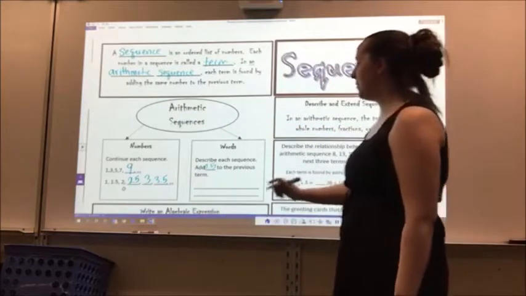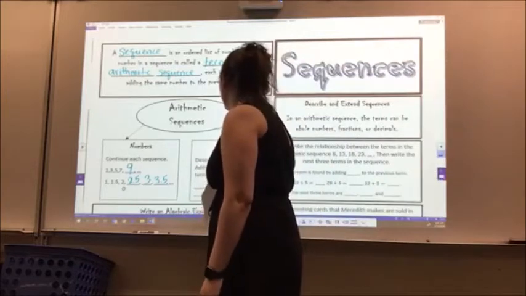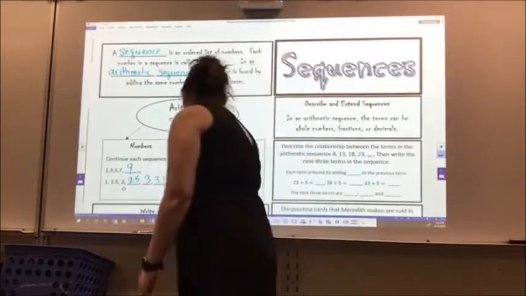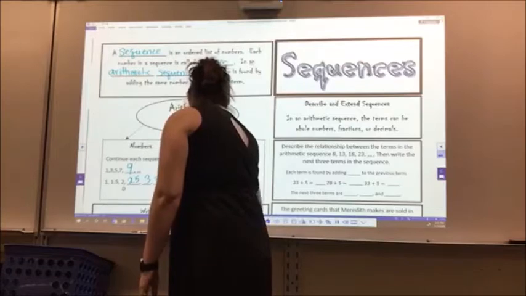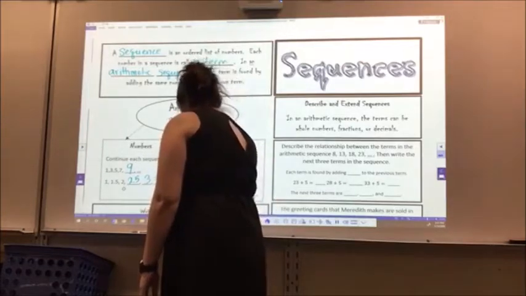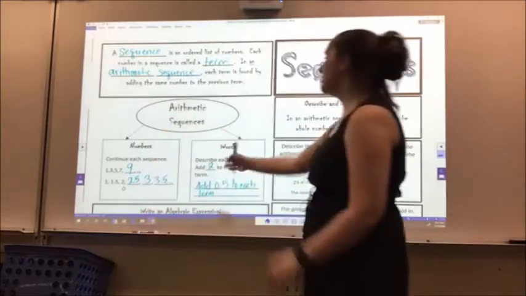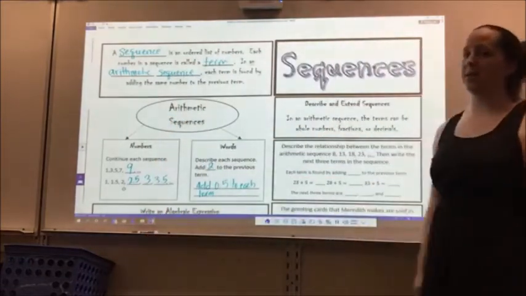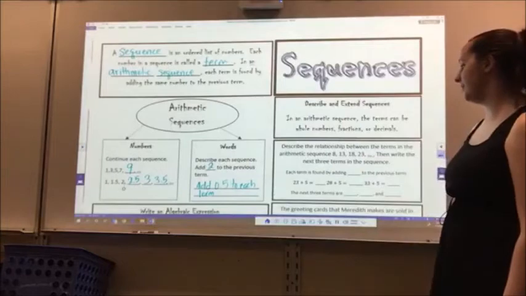Okay, so for my first sequence, I was adding 2, and for my second one, I'm adding 0.5 to each term. So for the first sequence, I added 2, and for the second sequence, I add 0.5 to each term.